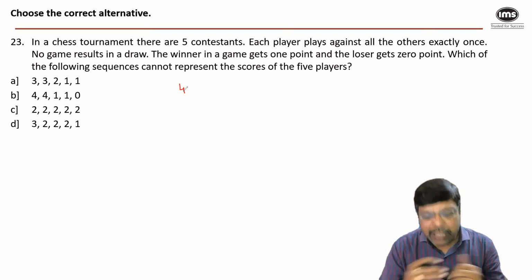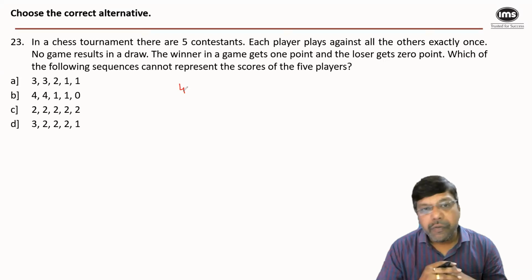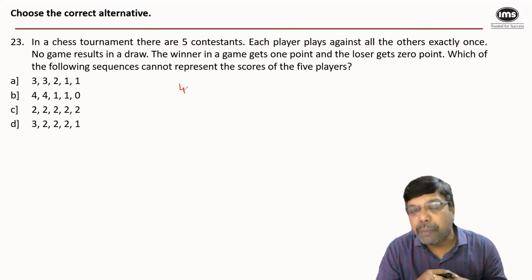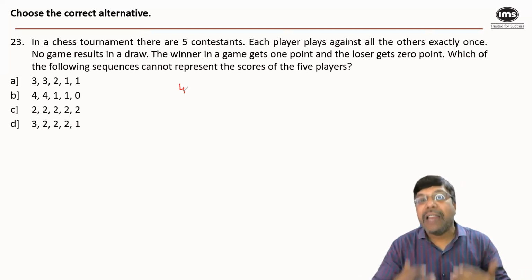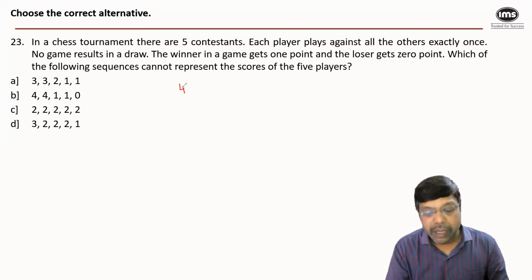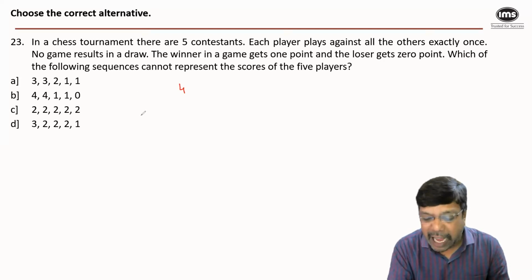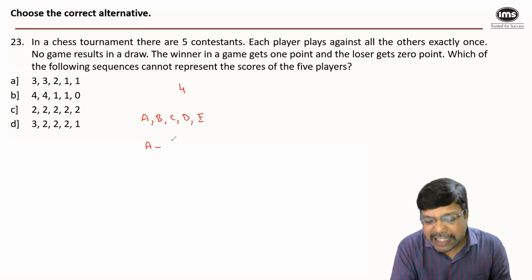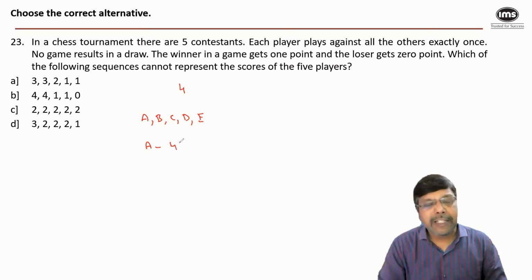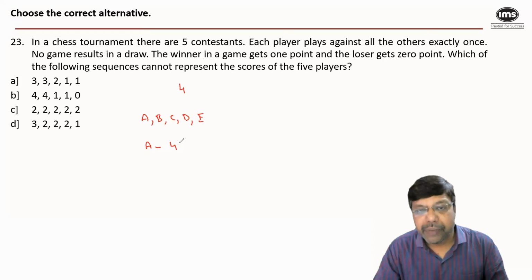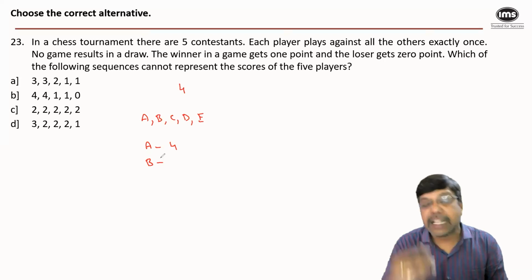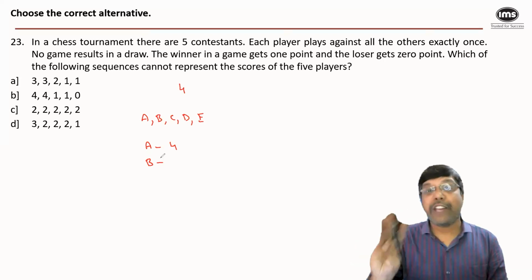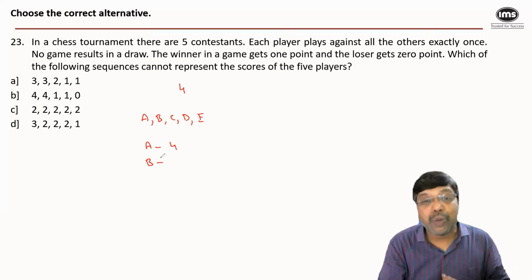Now, when I look at these values, just now we discussed that the maximum number of matches a player can play is 4, which means the maximum number of matches a player can win is 4. Now, suppose the 5 players are A, B, C, D, E. If, let's say, A has won all the 4 matches, so he has got 4 points. Now, if A has won all the matches, then the maximum number of matches any other player can win is 3, because he must have already lost 1 match to A.